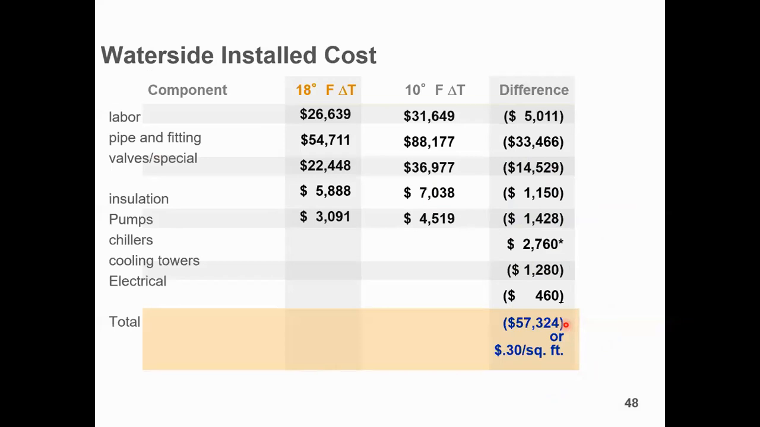So this is basically the water side installed cost. Initially, it was designed with a 10 degree Fahrenheit delta T, which has been changed to an 18 degree Fahrenheit delta T, and this was the savings which has been brought.